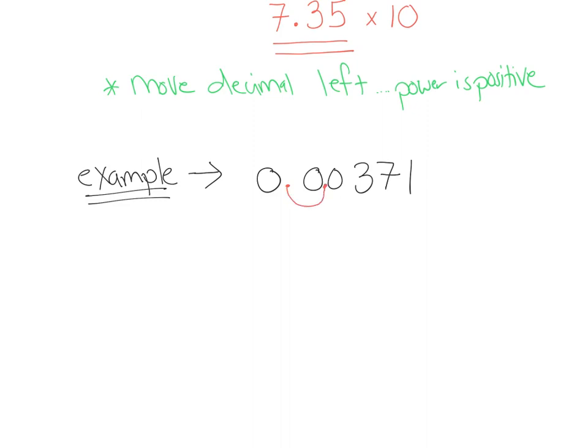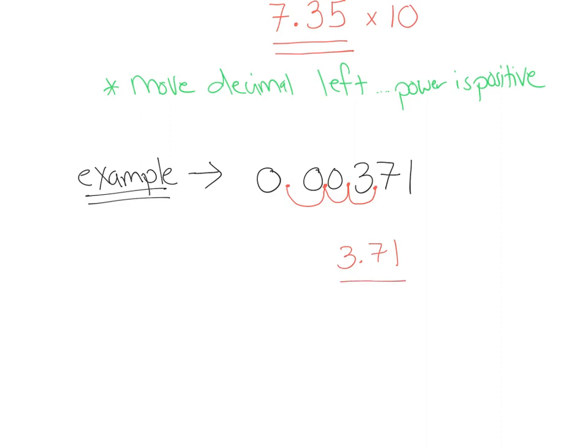If I put the decimal here, then the number will be 0.0371. That's still not greater than 1. If I move the decimal here, the number will be 0.371. That's still not greater than 1, so we'll keep going. If I move the decimal here, it will be 3.71. 3.71 is greater than 1 and less than 10. That's very good. That's what we want. Now, just for explanation, if I move the decimal here, it will be 37. 37 is more than 10. We don't want that, so we're going to stop here.